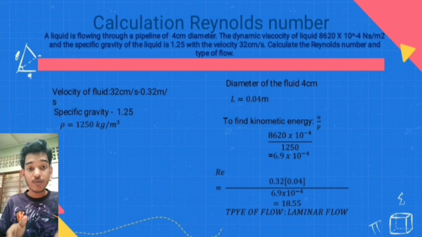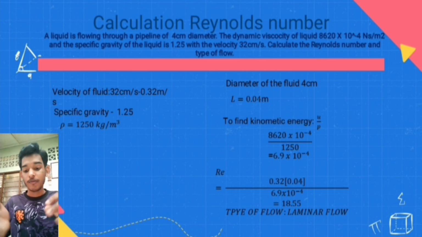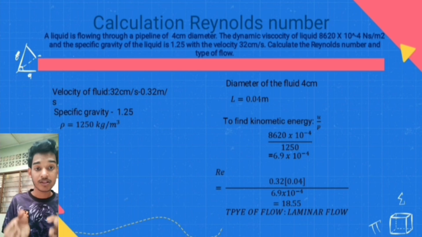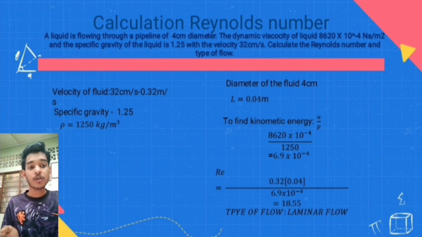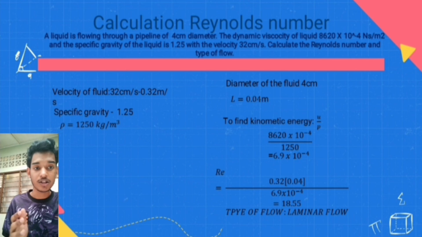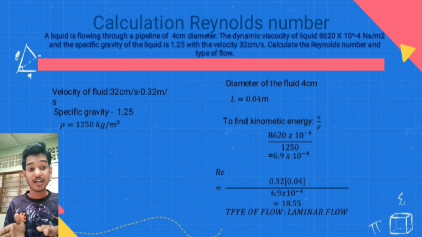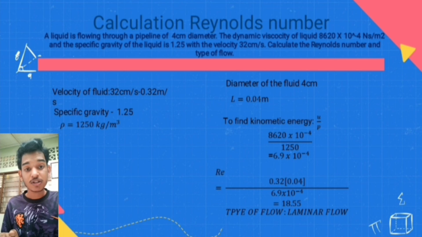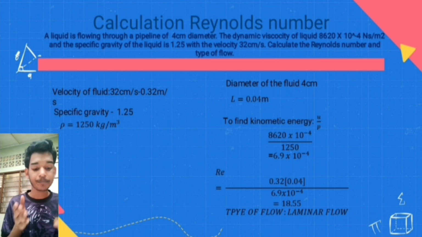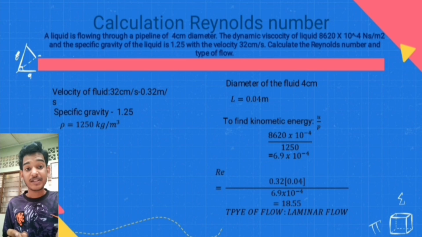So we would know the points first. The points that are given: velocity of fluid is 32 centimeter per second. Make sure we convert centimeter to meter, so 32 centimeter converted to meter is 0.32 meter per second, and specific gravity is 1.25. To find kinematic viscosity, dynamic viscosity divided by density, so we can get kinematic viscosity. Specific gravity can change to density, so times 1000 we can get 1250 kg per meter cube.